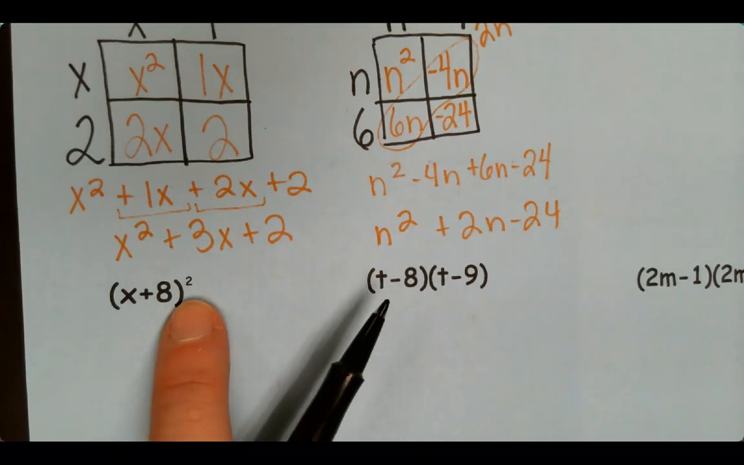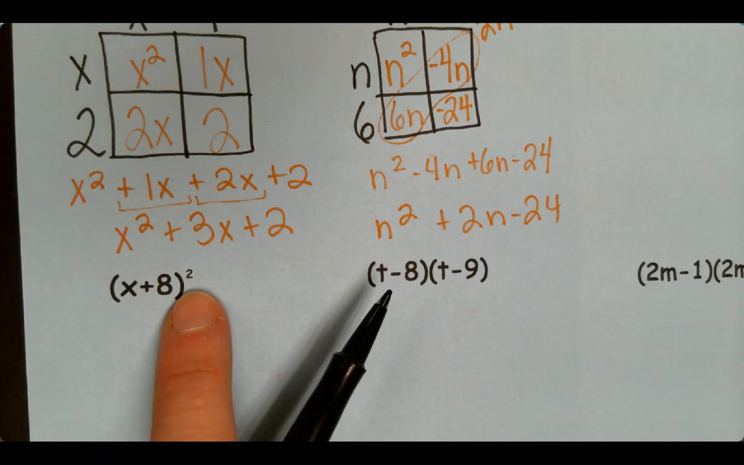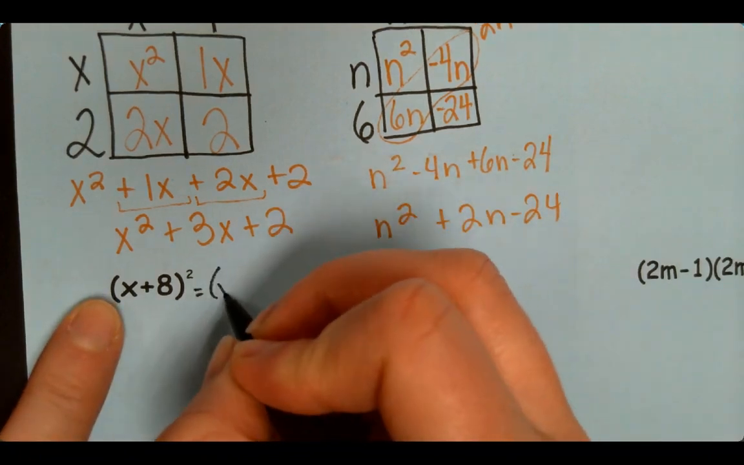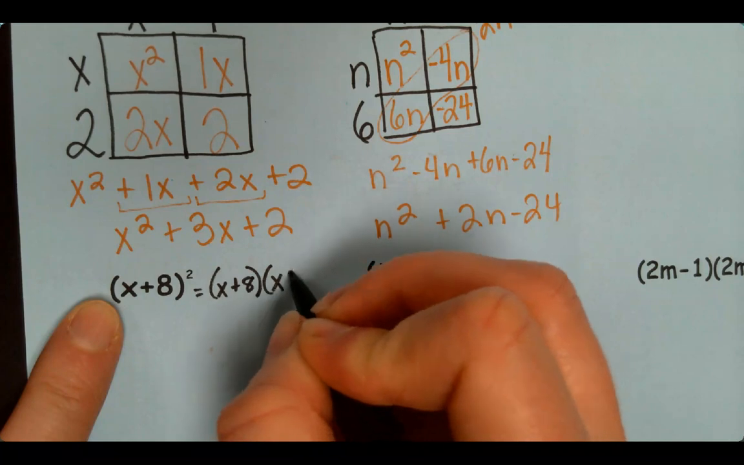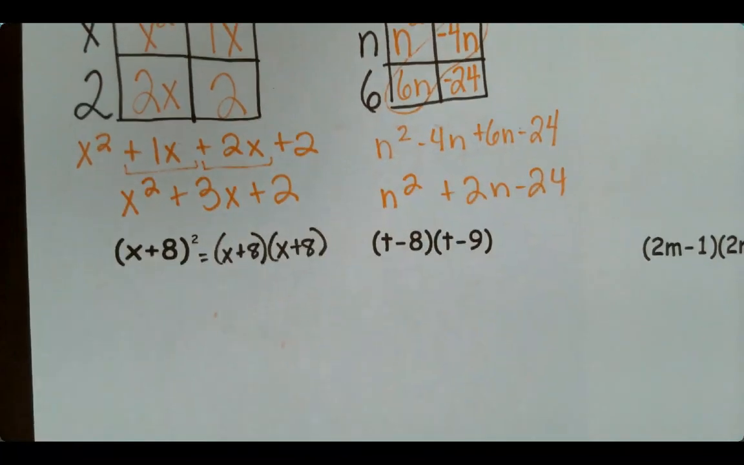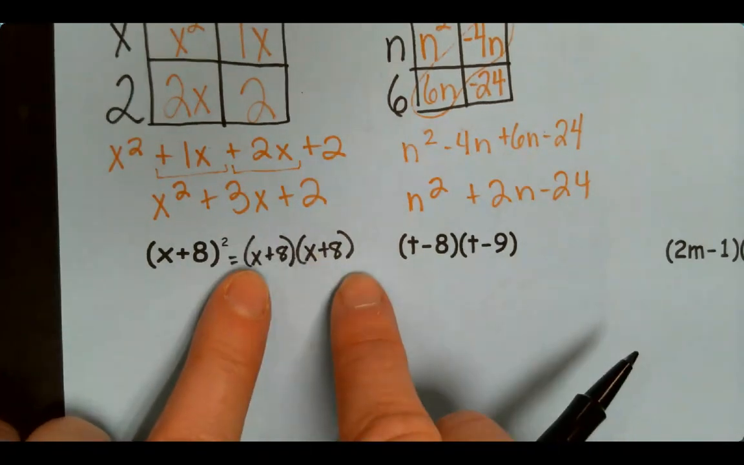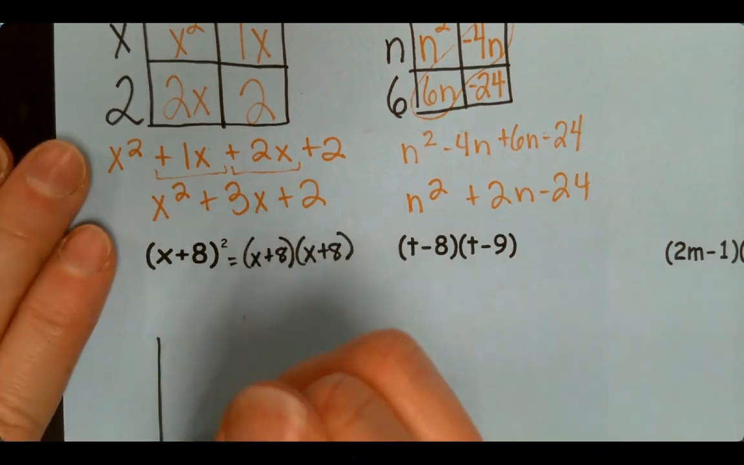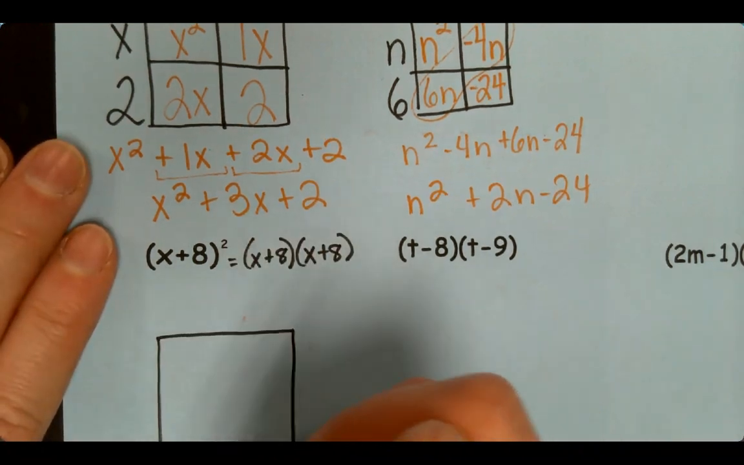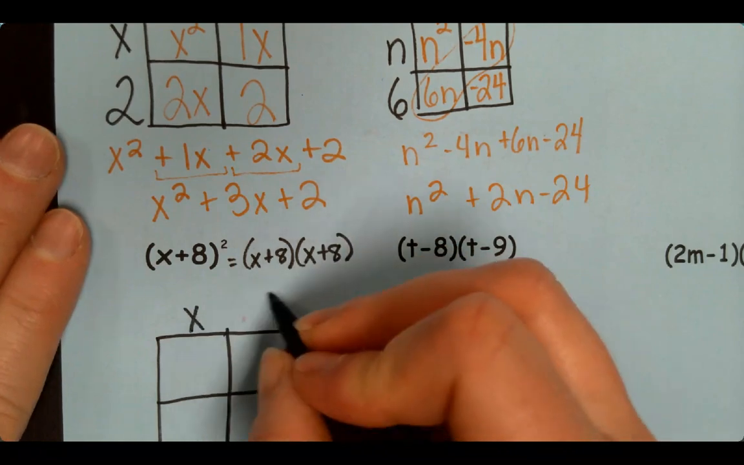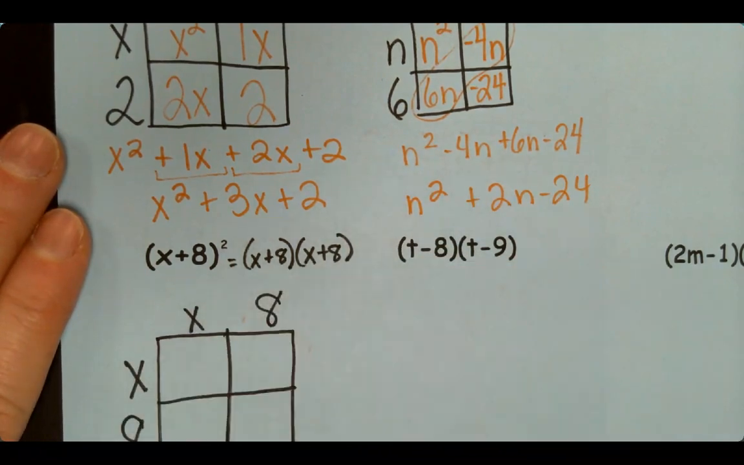X plus 8 squared. What does that mean? What does squared mean? Like if I say 5 squared, what does that mean? Multiply times itself. So what this means is x plus 8 multiplied by x plus 8. We can't just square the x and square the 8. We have to multiply it times itself. So that means I need to do the box because I have binomials. X plus 8, x plus 8.